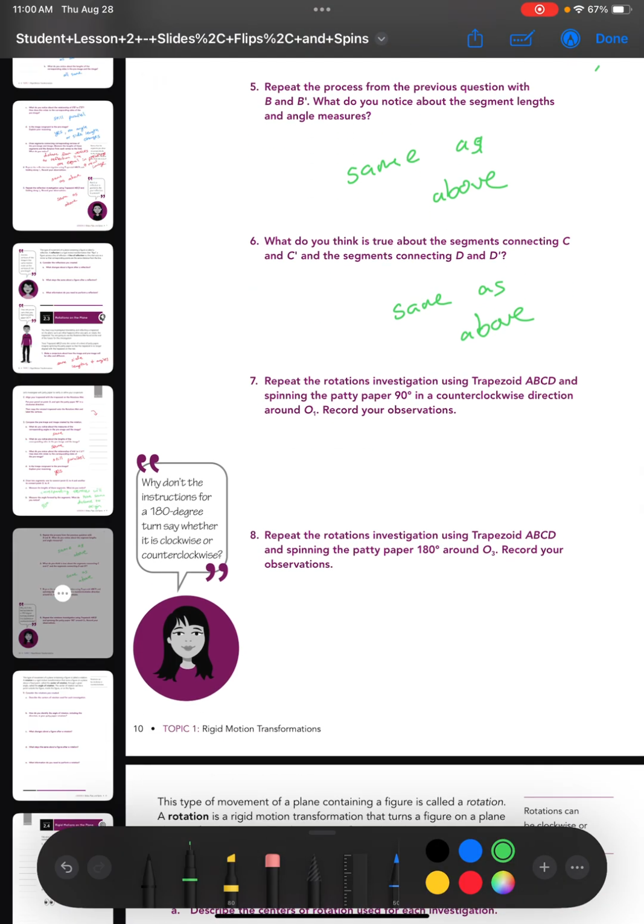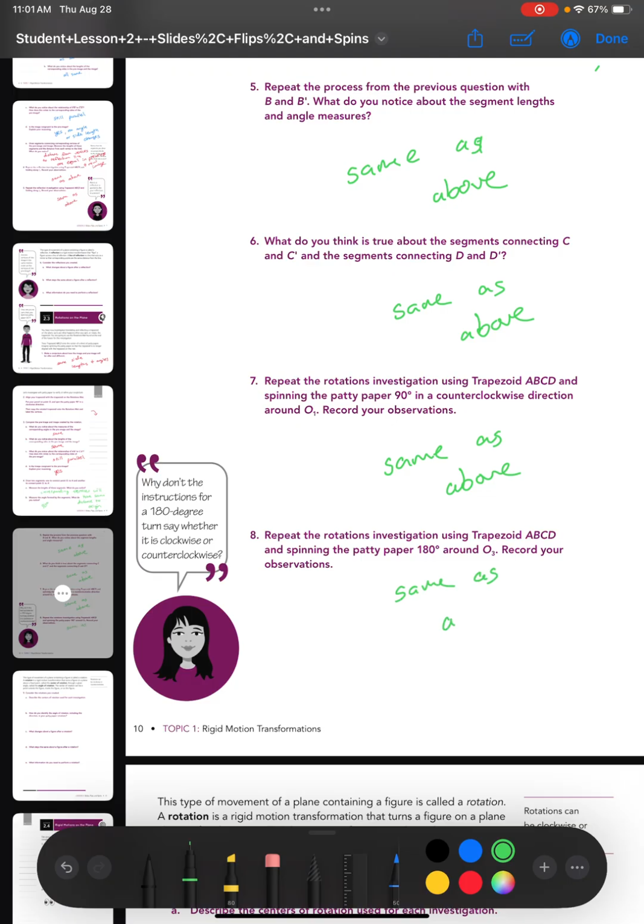All right, question 7, repeat the rotations with patty paper in a 90-degree counterclockwise motion. Record your observations. Again, all those observations, no matter which direction or angle we rotate it at, they're the same. All that's changing is your angle of rotation and the orientation of that figure as it rotates around. So that distance, no matter where we rotate it to, from a corresponding vertex back to that point of rotation, will always be equal to each other. Okay, again, same with 8, same as above.